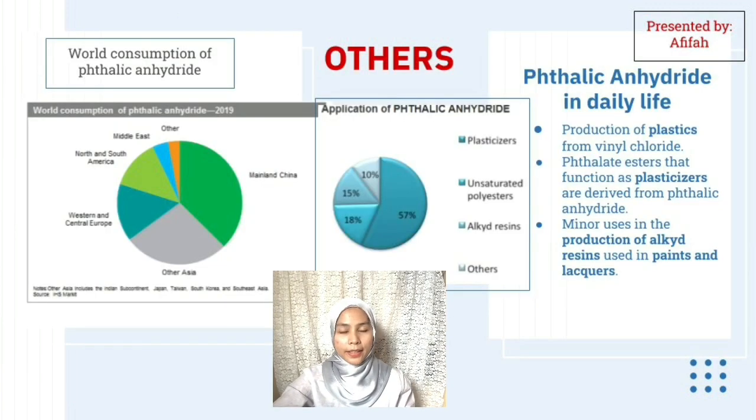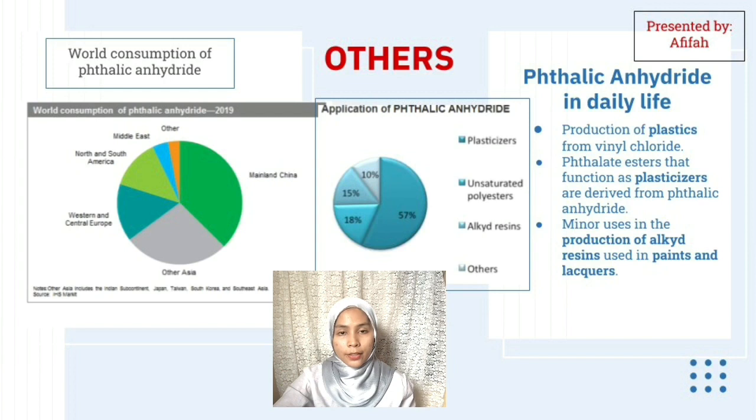I will explain about the additional information of phthalic anhydride. As you can see from the pie chart, the major consumer of phthalic anhydride is mainland China, and 57% of the phthalic anhydride is used in plasticizers. Generally, a plasticizer is a solvent which is used to promote the flexibility and the plasticity of a substance.